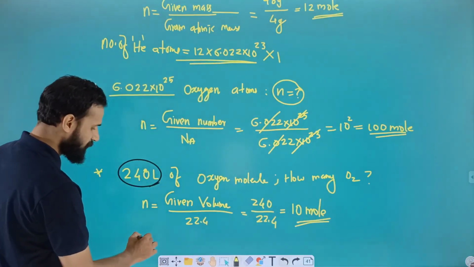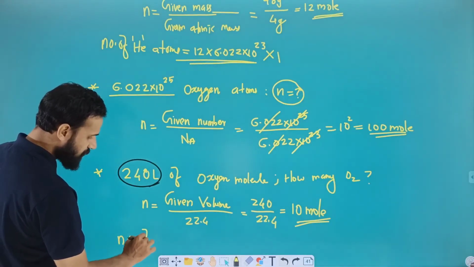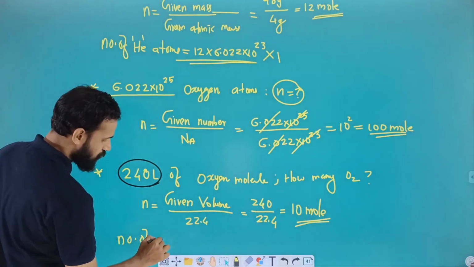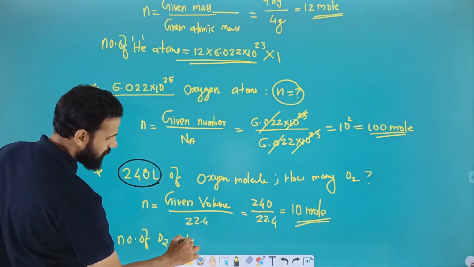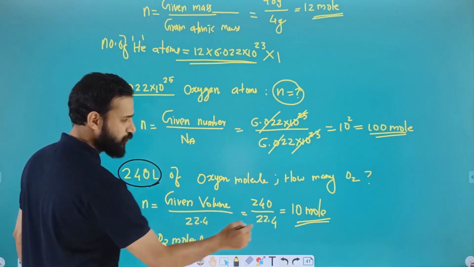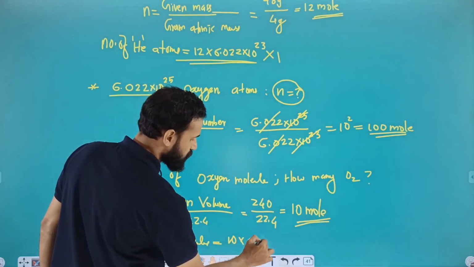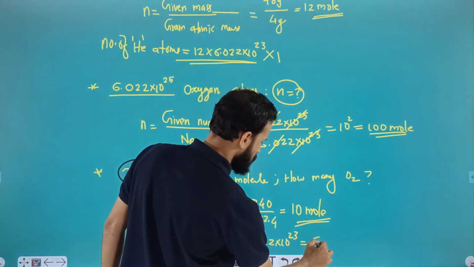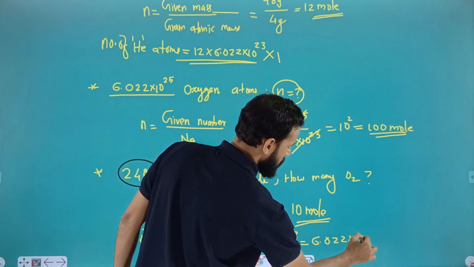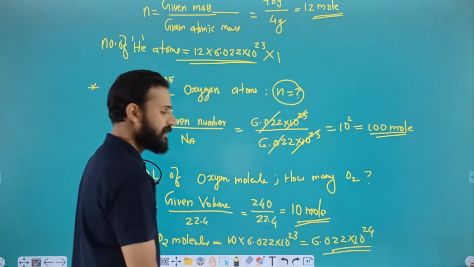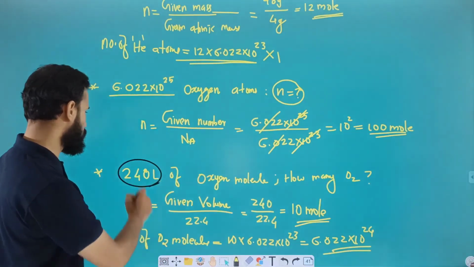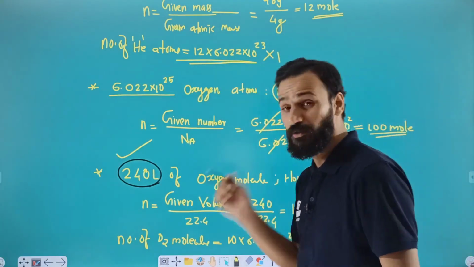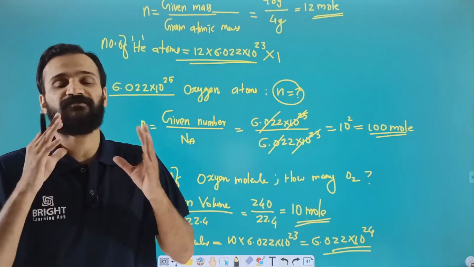So the number of O2 molecules is equal to 10 into 6.022 into 10 raised to 23. So we will get 6.022 into 10 raised to 24. So this will be the number of oxygen molecules present in 240 liter of oxygen. Is it clear? So this kind of numerical question we can expect from this part.